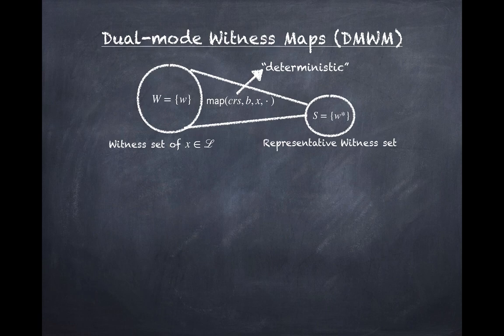Finally, we propose our final notion of witness maps, which we call a dual mode witness map. This allows a dual mode property for the compact witness map. In particular, this is a tag-based notion where the setup algorithm takes as input a branch or a tag B other than the security parameter and outputs a CRS along with a trapdoor. We call this branch B an injective branch. The mapping algorithm is deterministic as usual, and it also takes as input a branch to evaluate the representative witness.